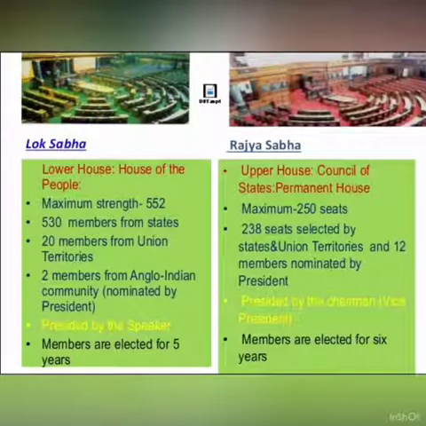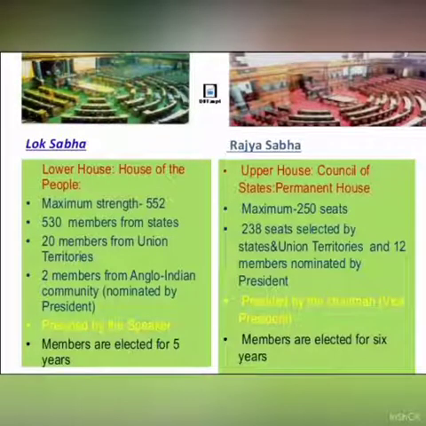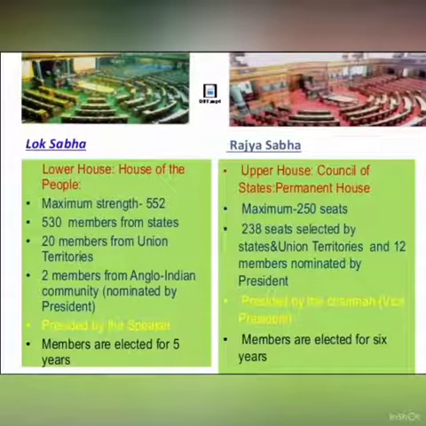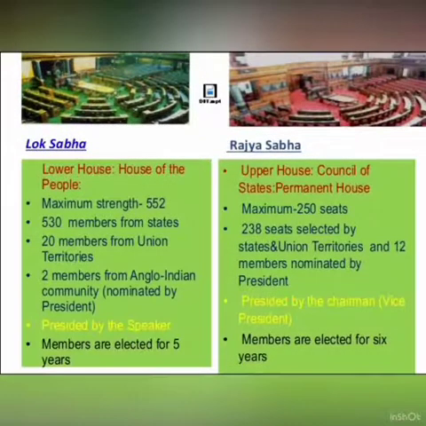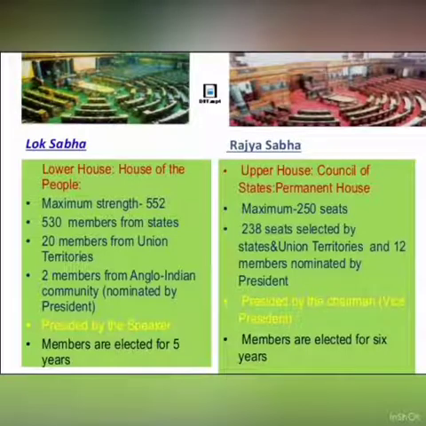Lok Sabha is also known as the House of the People, and its maximum strength is 552. 530 members are elected from states, 20 members from union territories. 2 members are from the Anglo-Indian community, which are nominated by the President, and it is presided over by the Speaker. The members are elected for 5 years.